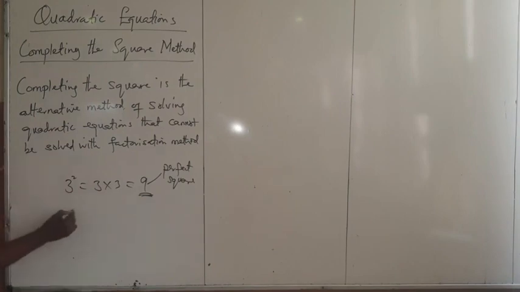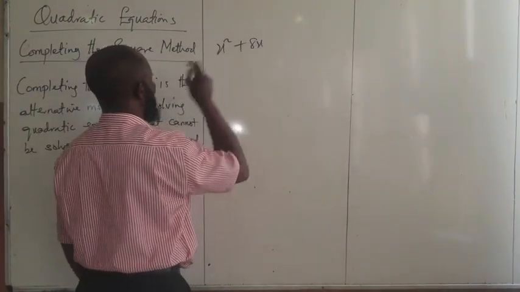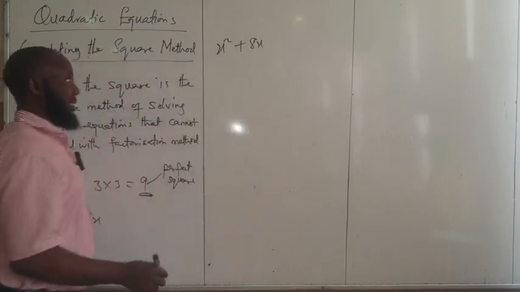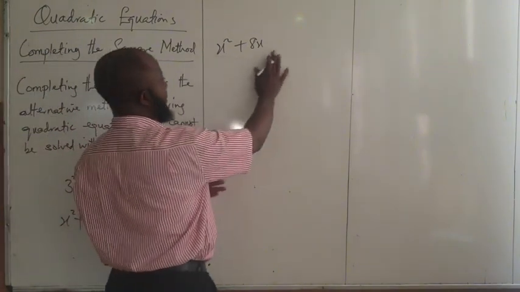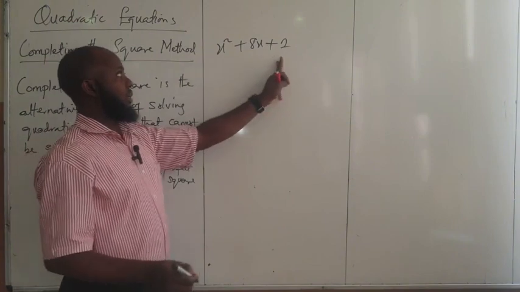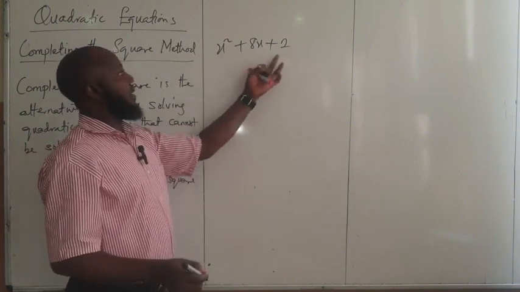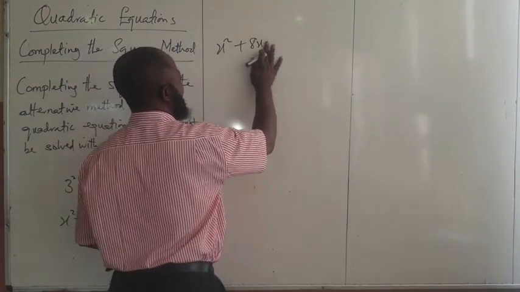For example, x squared plus 8x. If they ask you what number you add to this expression, x squared plus 8x, to make it a perfect square? What that means is that we want to make it a quadratic expression, for example, like adding 2 to it. This is a quadratic expression as well. We can solve this one by factorization method or the like. Now we want to look at what we are going to add to this.